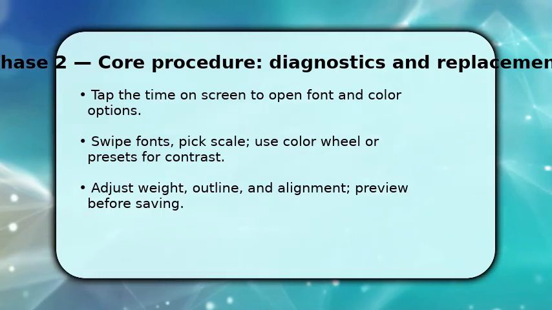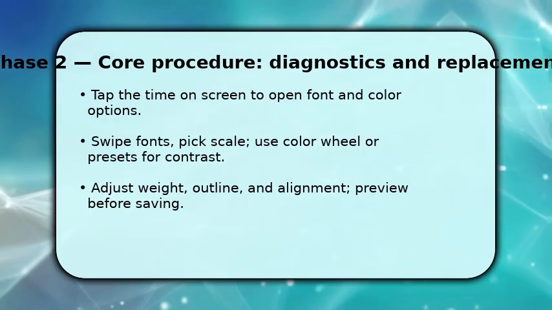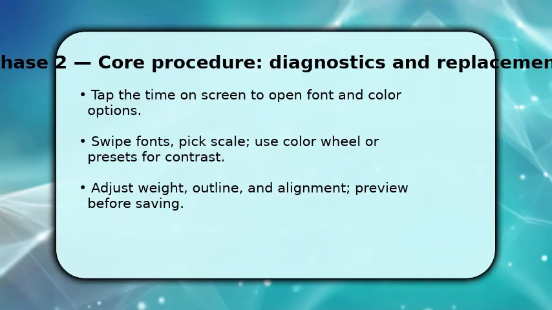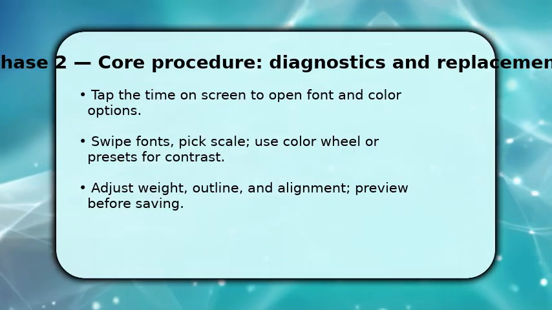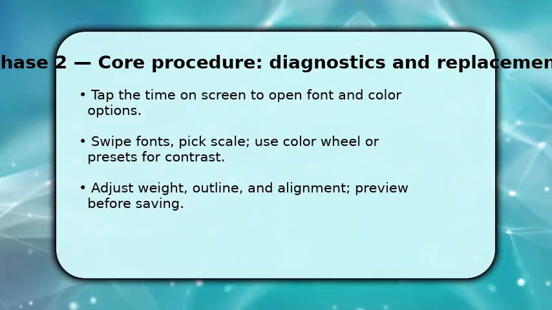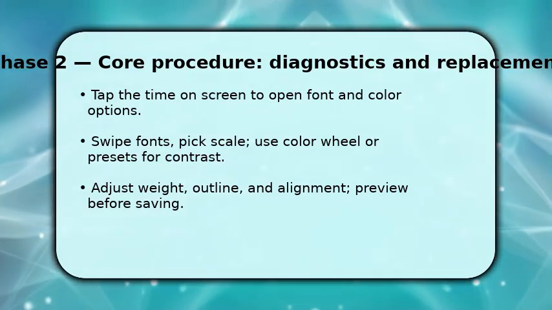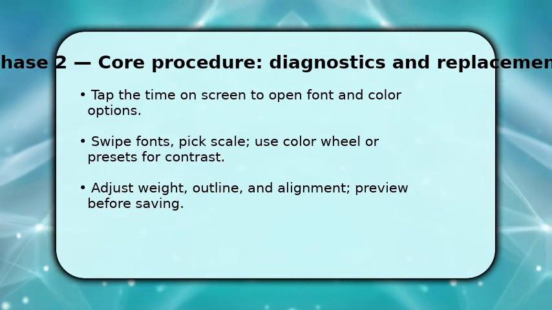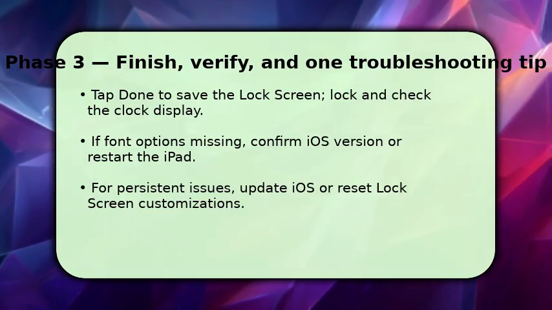Use the color wheel or quick presets to ensure legibility against your wallpaper. Contrast matters for readability. You can also adjust weight and outline when available to fine-tune appearance. Take a moment to test light versus dark wallpapers, because the same font can read differently depending on background and blur effects. Tap Done to save your lock screen changes, then lock the iPad and inspect the clock live.